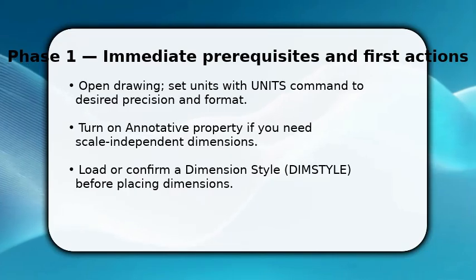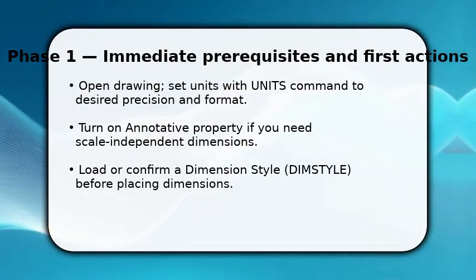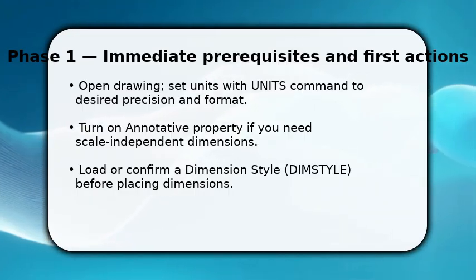You begin after confirming units and scale. Open units and set precision and format so dimensions read correctly. Next, enable annotative on layers or objects when you need scale-independent text and arrows. Then load or choose a dimension style with dim style. This controls text height, arrow size, and gap.